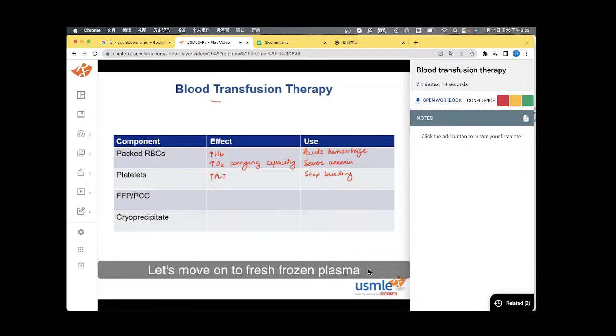Let's move on to fresh frozen plasma, or prothrombin complex concentrate. These are technically different packs of therapy, but they do the same thing. And it needs a little bit of explaining.